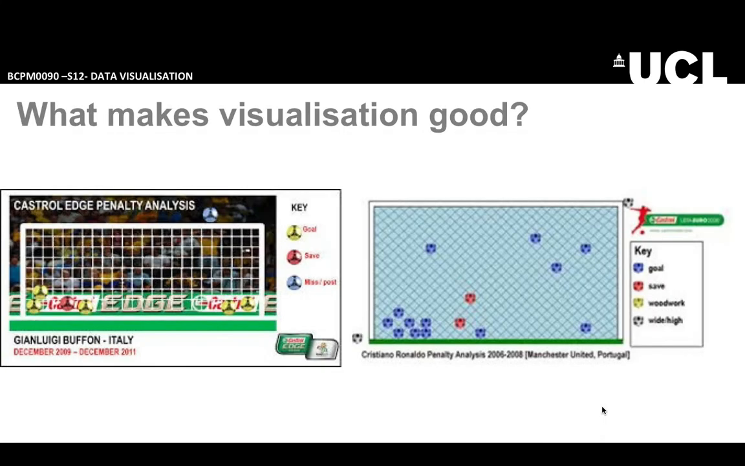And finally, I would like to give you some insight about what makes a visualization good. Here you have a couple of examples about penalty analysis in football. I suppose that you can clearly differentiate which visualization is good and which visualization is not so good. Obviously, on the left, we have a confusing visualization, which is not communicating the information clearly. However, on the right, you can see a good visualization.